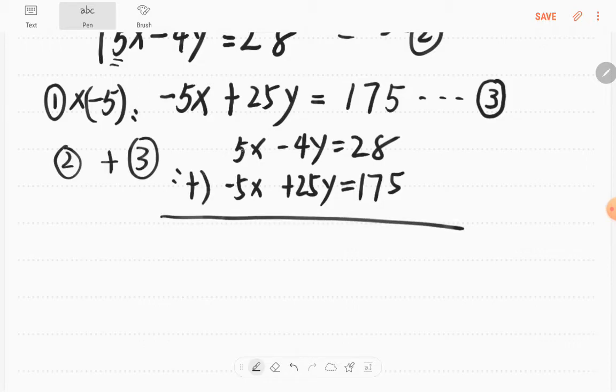you will see 5x plus negative 5x is 0. This would be 21y, right? Negative 4 plus 25 is 21. 21y equals 28 plus 175, which is 203, right?